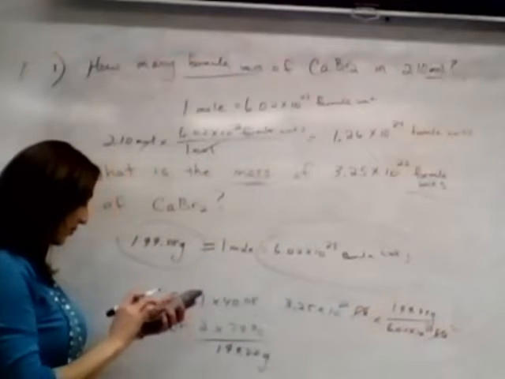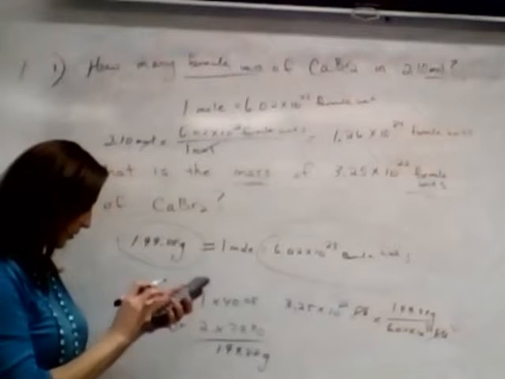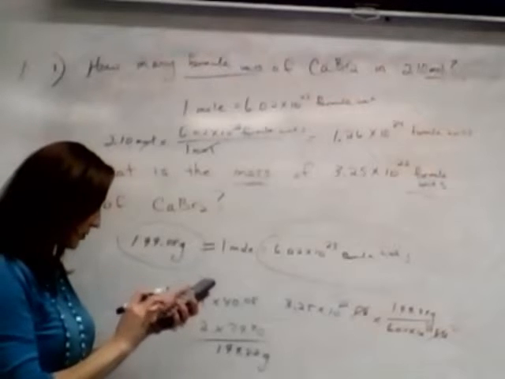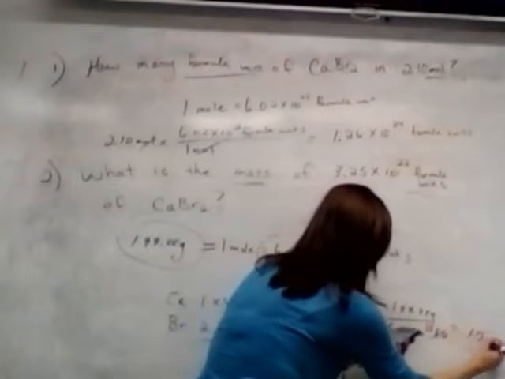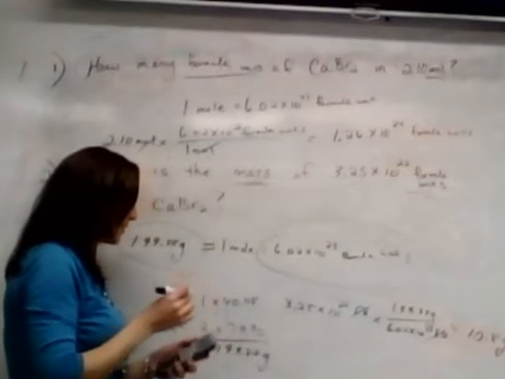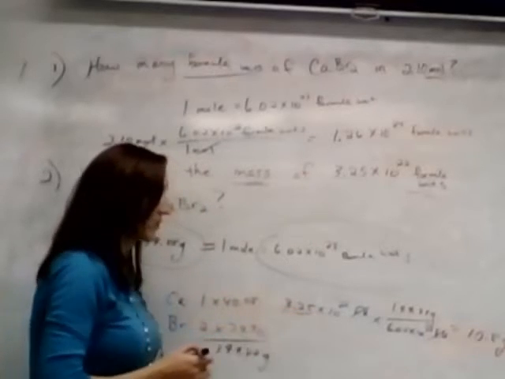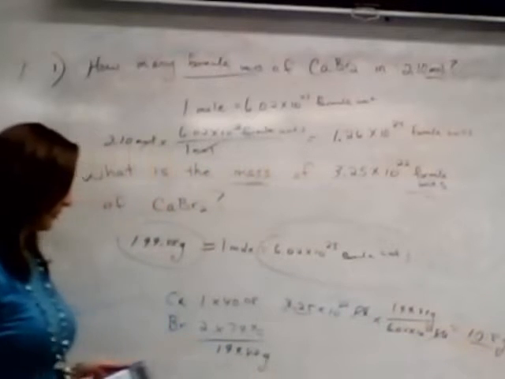Watching our math on our calculators, we've got 3.25 times 10 to the 22nd times 199.88 divided by 6.02 times 10 to the 23rd, and I get 10.8 grams. This has three significant figures in its base number, so that's why I'm keeping 3 in my final answer.